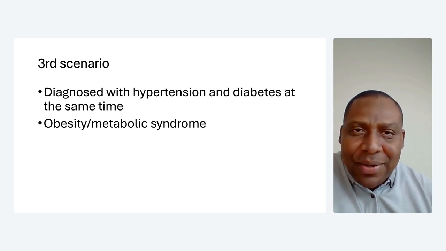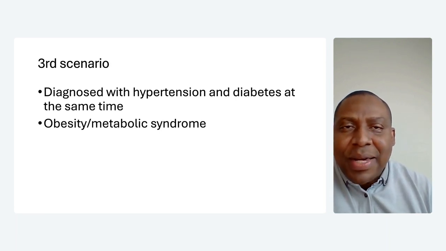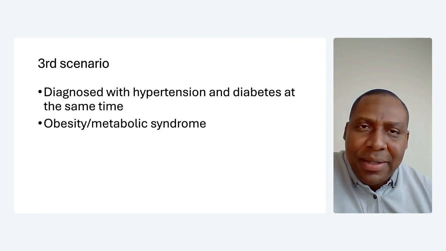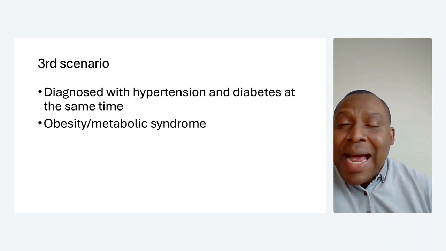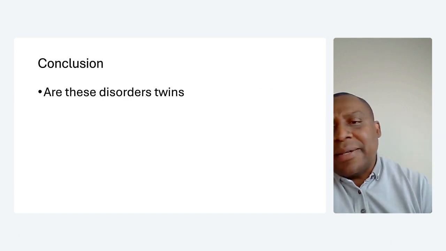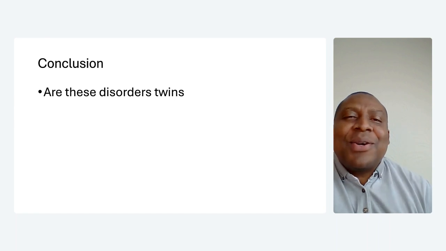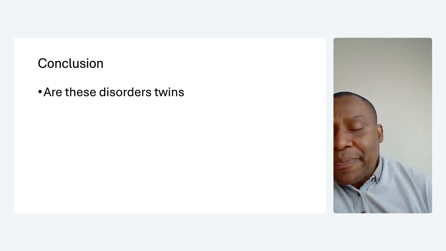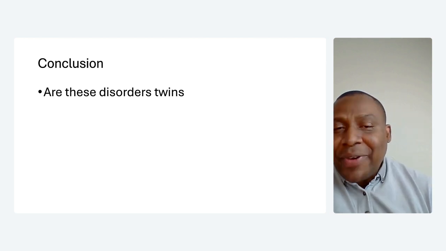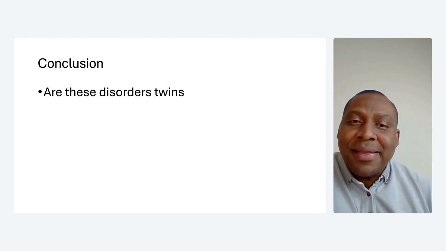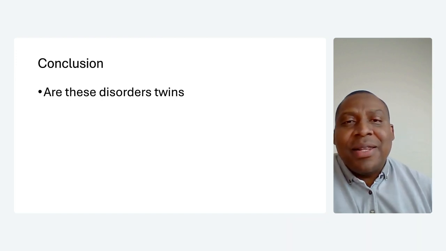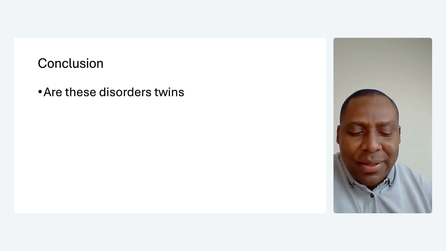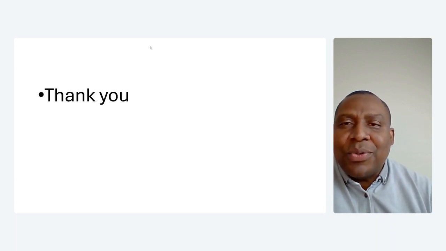So we've looked at three scenarios. Number one, initially diagnosed hypertensive and then becomes diabetic. Second scenario, initially diagnosed diabetic and becomes hypertensive. And the third scenario, diagnosed at the same time as both hypertensive and diabetic. And so are these conditions or disorders twins? Well, yes and maybe no. It depends on the scenario. In the first and second scenarios, you would say no. In the third scenario, you would say yes. But again, in the first and second scenarios, at the end of the day, sometimes these two conditions look like twins.